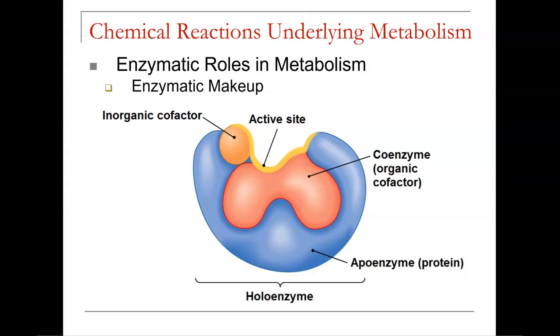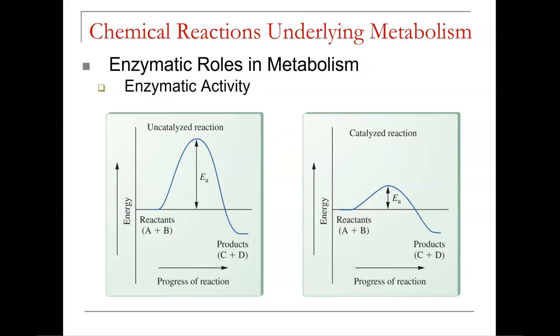And then as you put these two things together, they become a holoenzyme. So that puts the apoenzyme and the cofactor together. And once they come together, they become active. And that makes it a holoenzyme. Enzyme activity is going to be important because enzymes will lower the activation energy that's required for a reaction to occur. This can happen in four main steps.